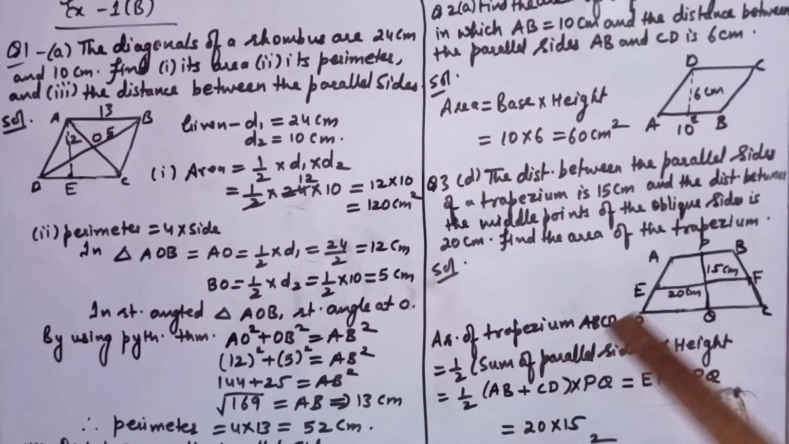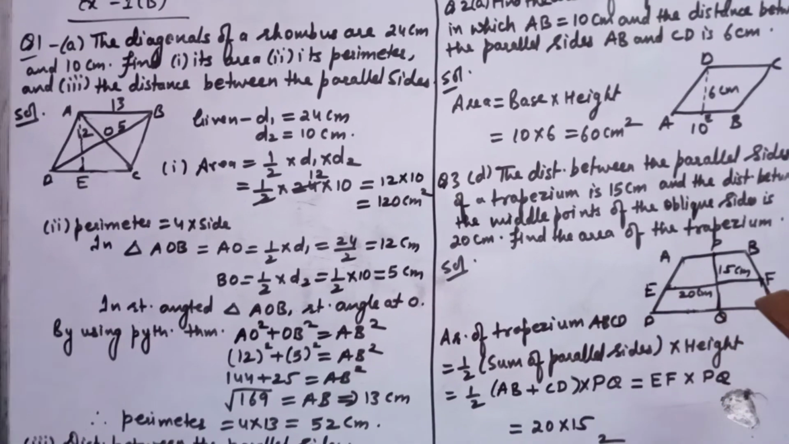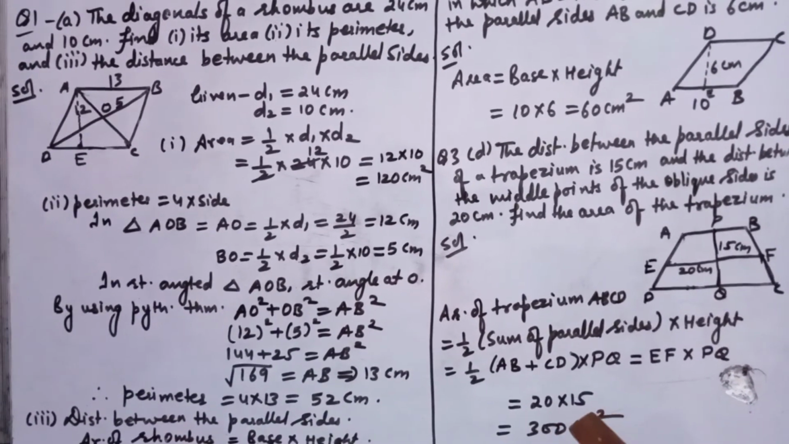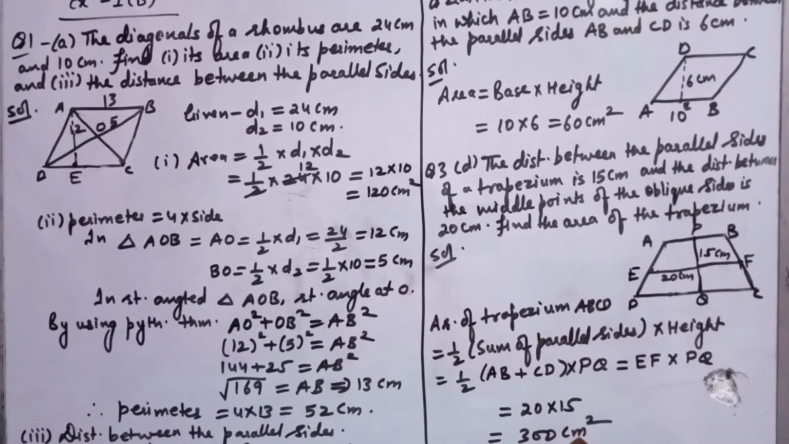What is the sum of parallel sides? AB and CD are parallel, and what is half of them? This is EF. So EF into PQ. EF is given 20 and PQ is 15. So 20 into 15 is 300 centimeter square.